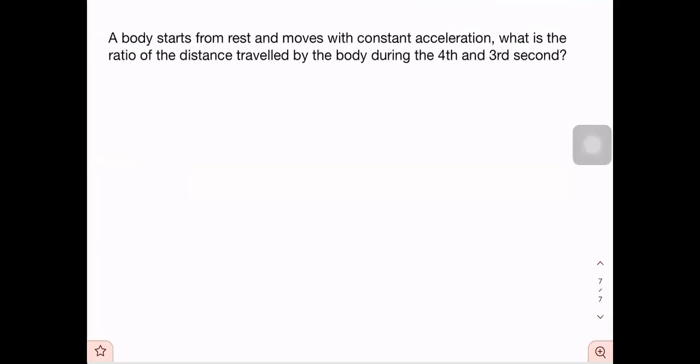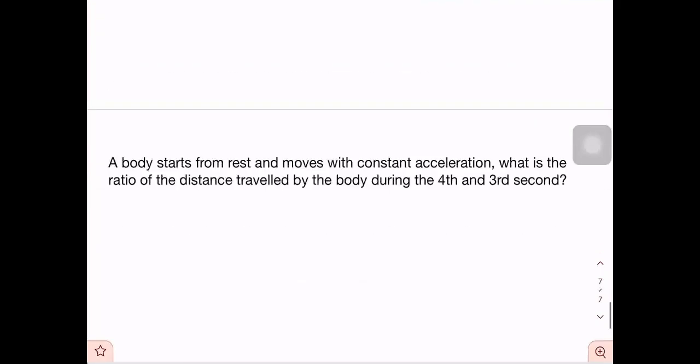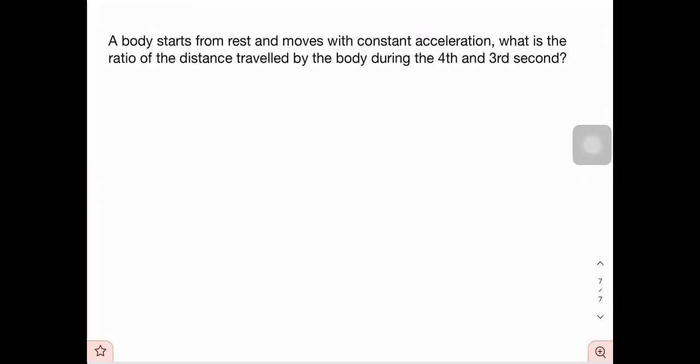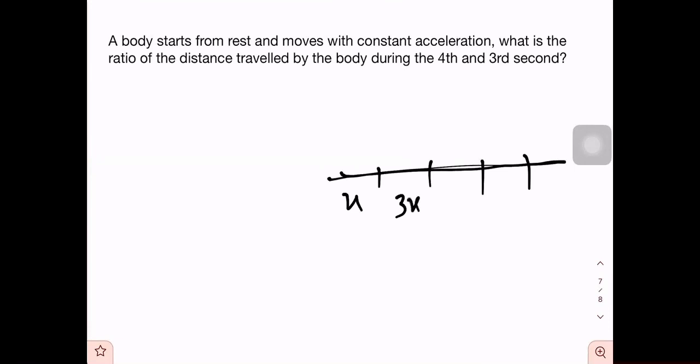Okay, so last problem: a body starts from rest and moves with constant acceleration. What is the ratio of the distance traveled by the body during the fourth and third second? So again, another Galileo's law of odd numbers problem. So the first second, second, third, fourth. The first second is going to be x distance traveled. The next second is going to be 3x. Next is going to be 5x, 7x, and then 9x.